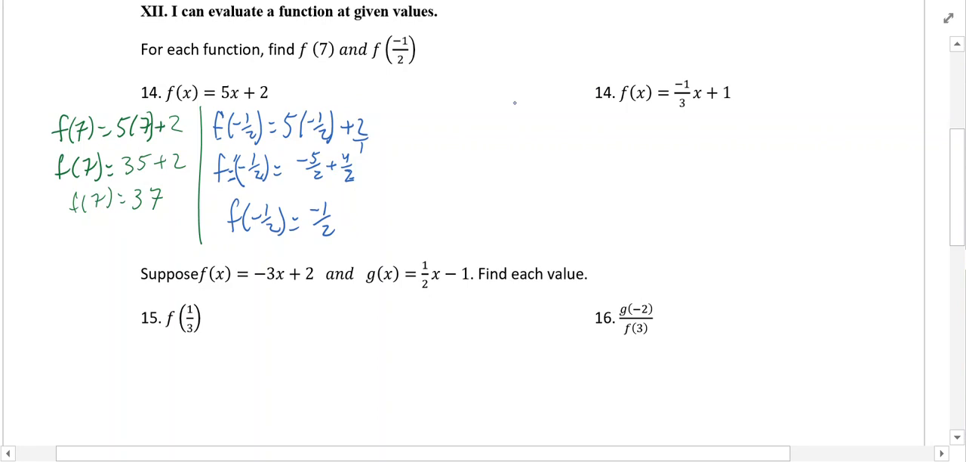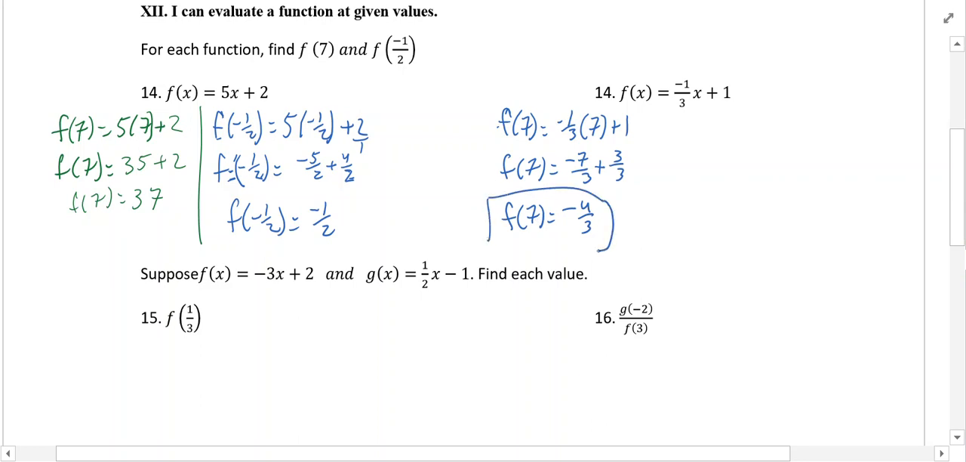So let's go ahead and try this next one. So we're doing f of 7 and f of negative 1/2. So the function is f of x equals negative 1 over 3 x plus 1. So let's go ahead and plug in the 7 first. So we're going to do f of 7 equals negative 1/3 times 7 plus 1. So I have f of 7 equals negative 7/3. And again, it's plus 1, but I'm going to change it to a common denominator, so 3 over 3. And then f of 7 would equal negative 4/3. All right, and I'm going to go ahead and box my answer.